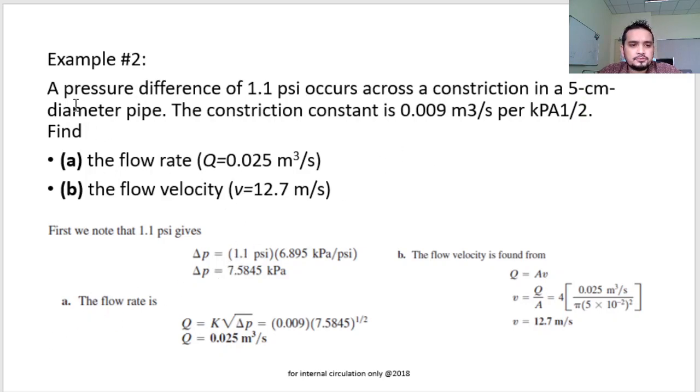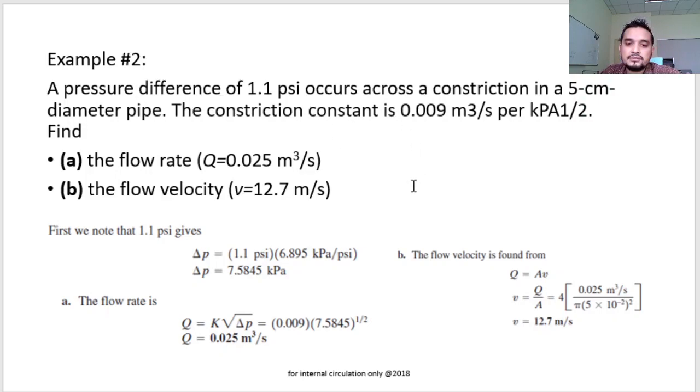Okay, but for this one, as we can see, a pressure difference of 1.1 psi, be careful of this one, occurred across a constriction in a 5 centimeter diameter pipe. You have to take a look at the important notes here. 1.1 psi is the gas pressure, and 5 centimeter is the diameter, not the radius. So we take note of this value, and then the constriction constant is given here, which is K.